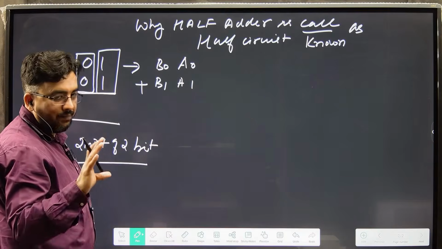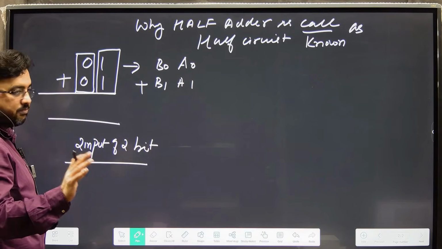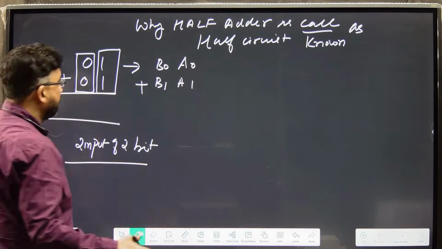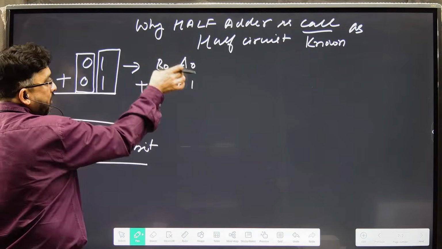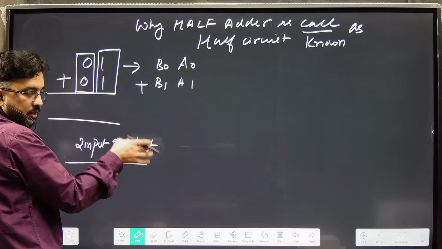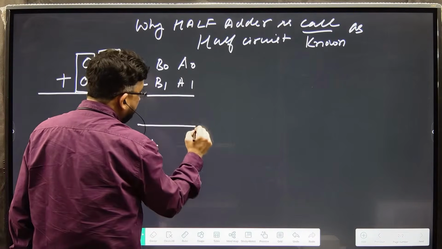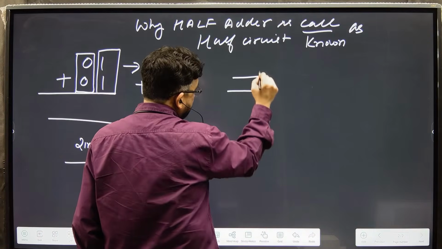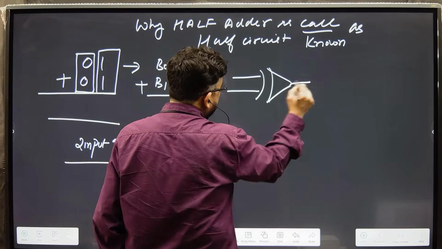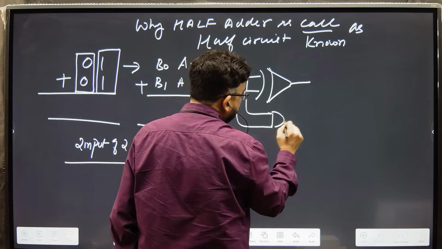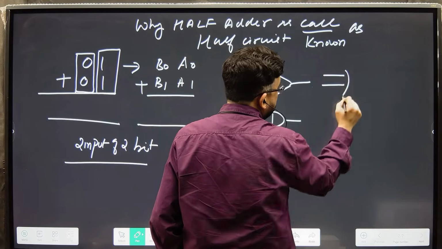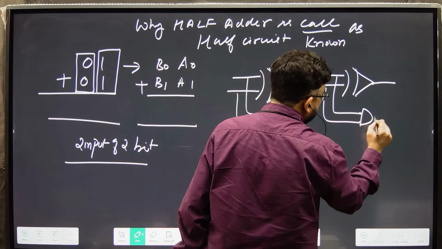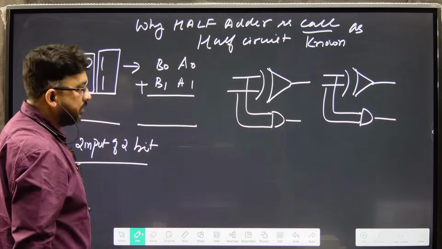As I ask, you have to prove why a half adder is called a half circuit. You have to prove it, not just say it. So while proving, I need two inputs of 2 bits. For the same, I will design the hardware also, that is a gate level implementation of both.